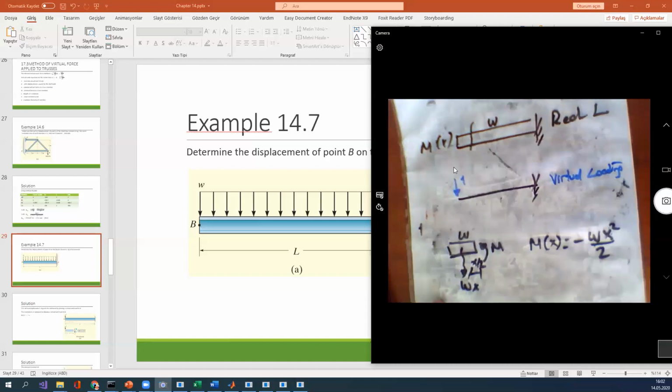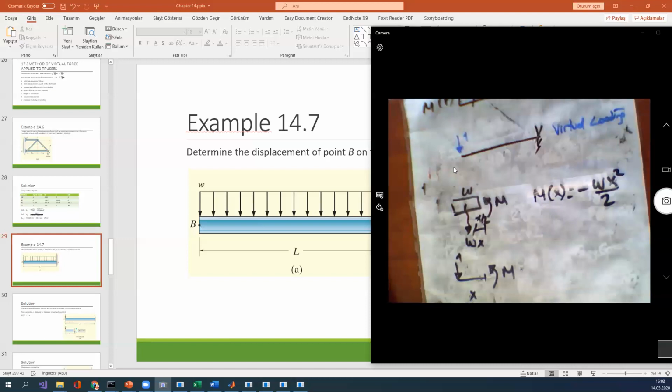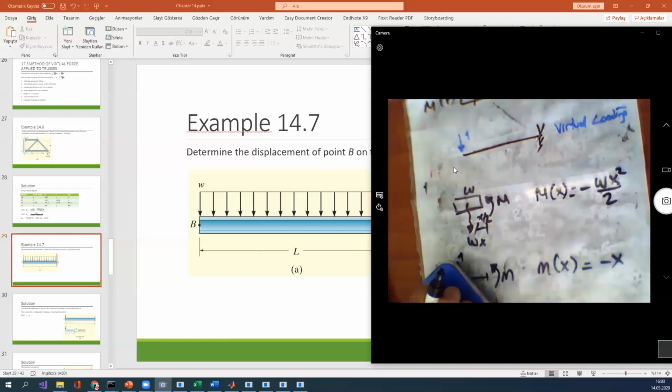You can see, for virtual loading, again we have a point load in here, 1, in this x direction and moment in here. Sorry, not M, I'm going to use a small m. And small m x is equal to minus x. So I obtain two m values, and I want to apply these values in the formulation.